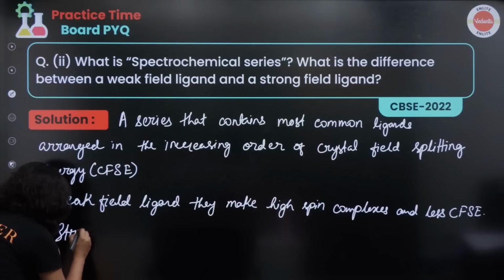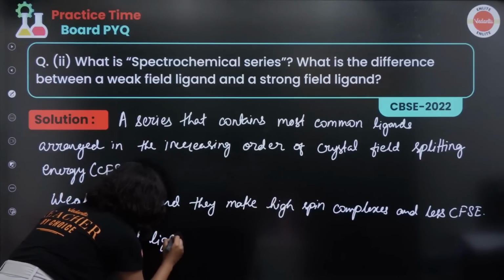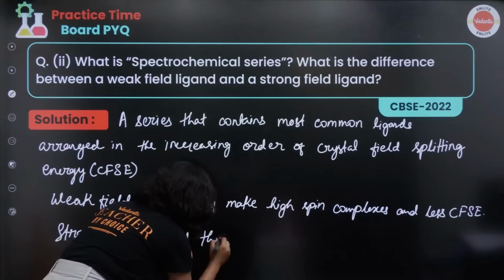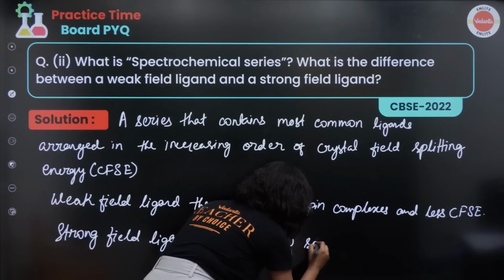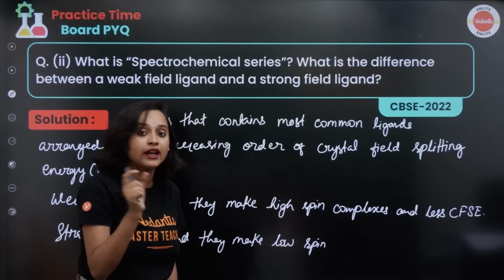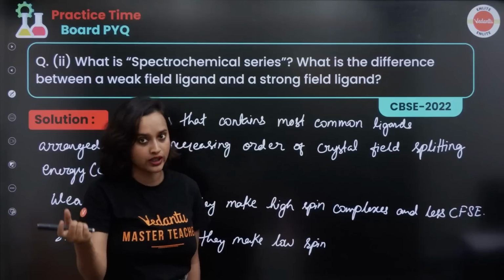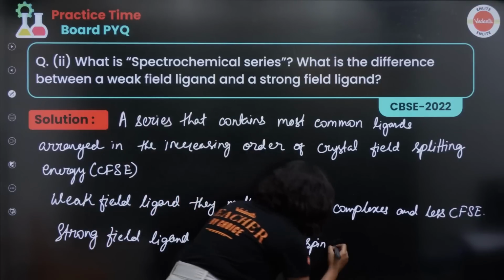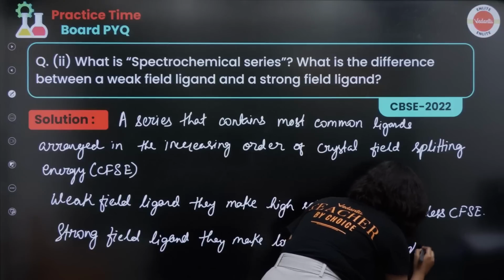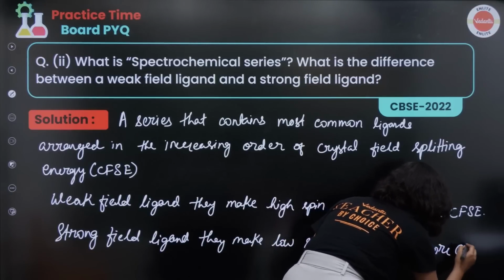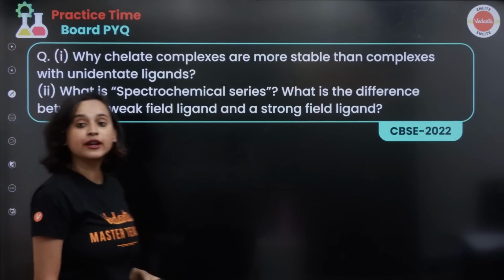So strong field ligand, they make low spin, that means pairing of electrons happens here. You will find that t2g will have 2-2-2 electrons. It won't have one electron each, but will have 2-2-2 electrons. So let's write that down. They make low spin complexes and more CFSE.